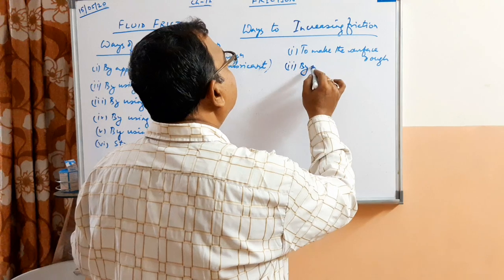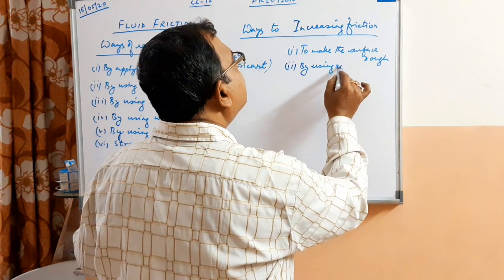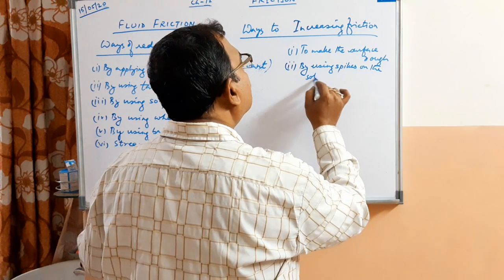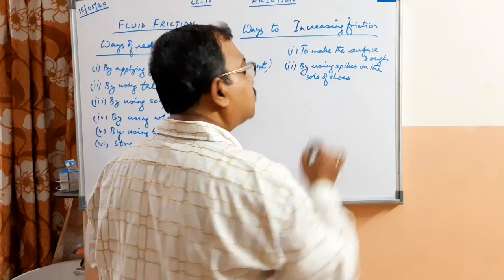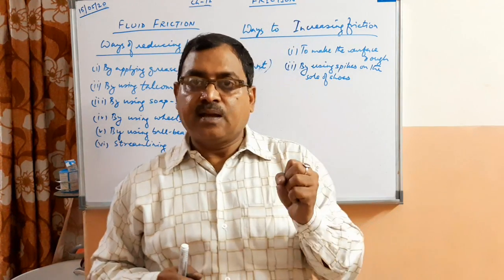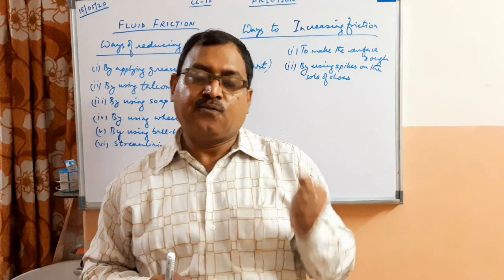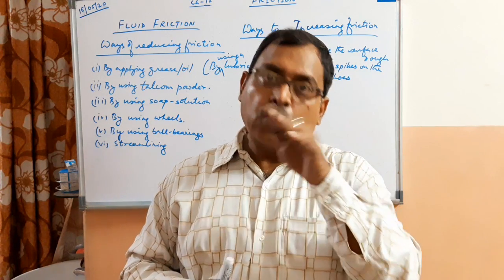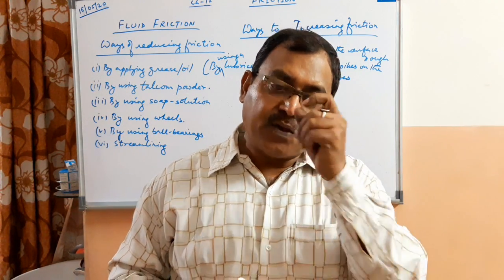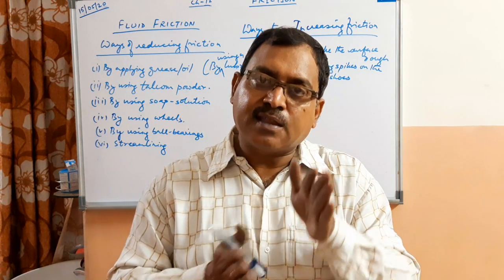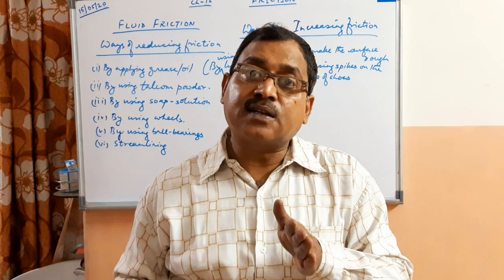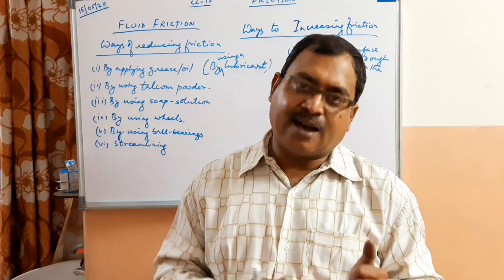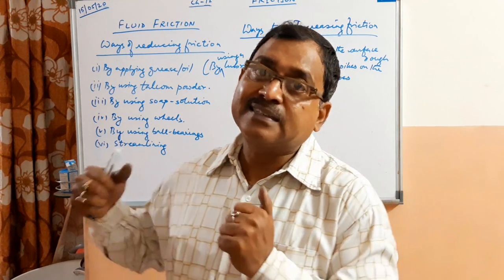Second, by using spikes on the sole of shoes. You must have seen that players, athletes, footballers, they wear shoes on the sole of which spikes are there. Why? These spikes increase the friction between the surface of the shoe and the surface of the ground. And when the body of the player is in motion, it helps him to have a good grip on the ground and doesn't allow his body to get slipped easily.